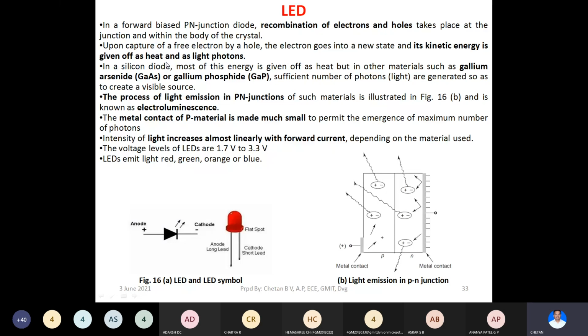And such diodes, which are made up of gallium arsenide or gallium phosphide instead of silicon, will be used as LEDs, right? So in the picture you can see an LED. It is a light which is used as an indicator in most electronic equipment, also medical equipment, where you can find this LED in most places. In your day-to-day life, you can see this LED being used as an indicator.